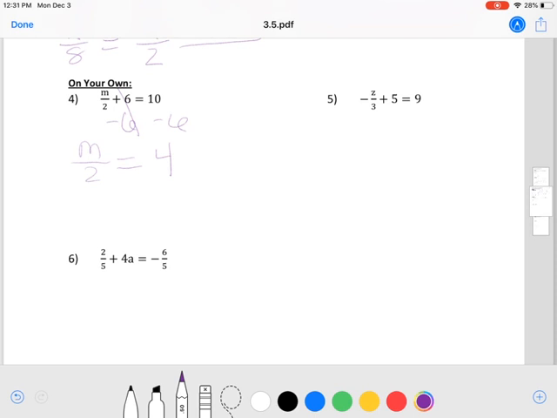Pretty easy. So m divided by 2, that's division. We have to undo it by multiplying. So we're going to multiply 2 by both sides. These are going to cancel out. We're going to be left with m equals 4 times 2, which is positive 8. So m equals positive 8.